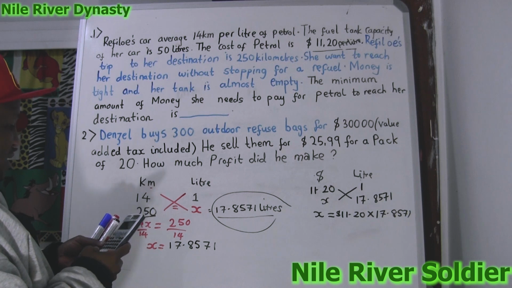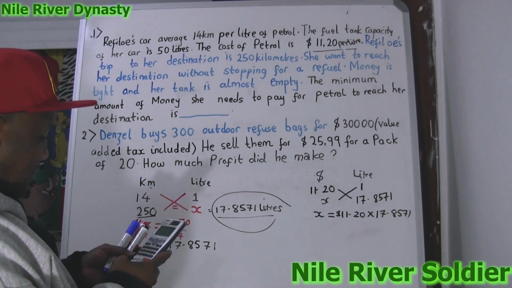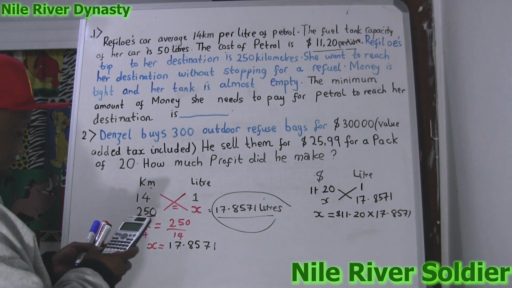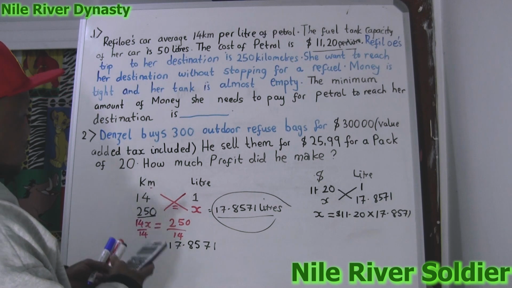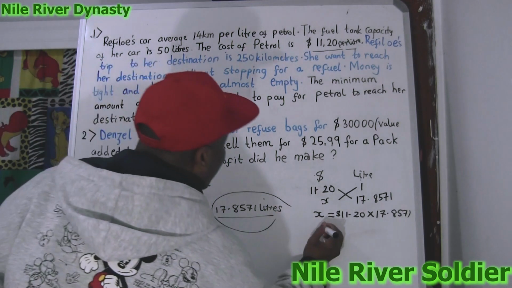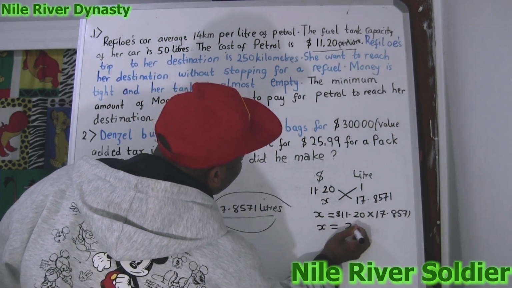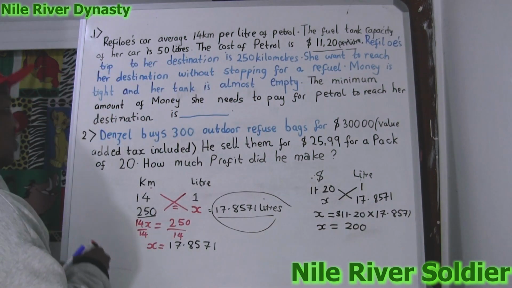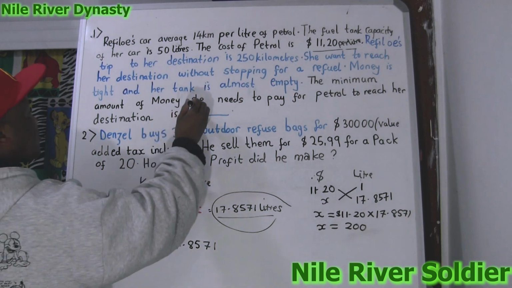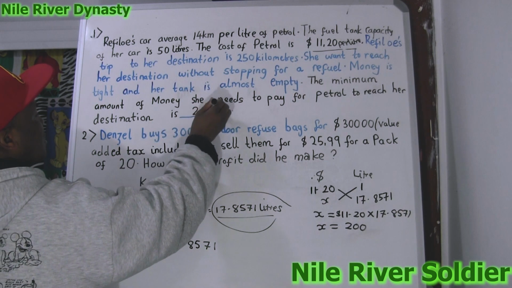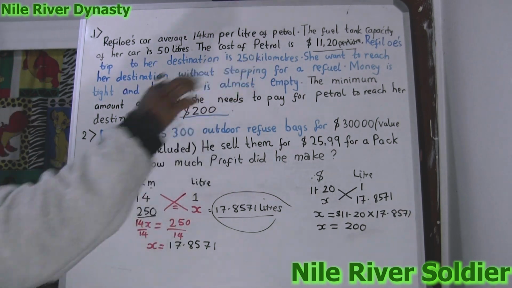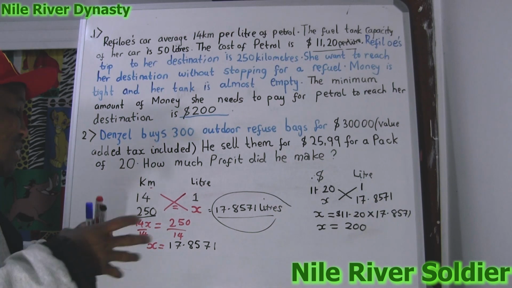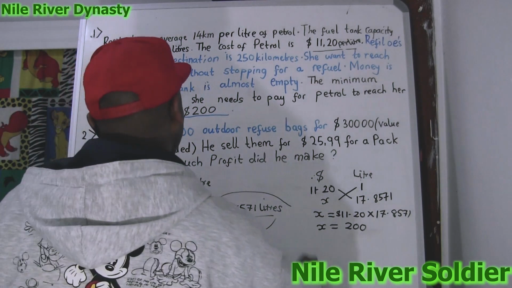Okay, multiply by 11.20. So this is going to give us 200. So 200 is the dollar amount. So this guy is going to pay 200. The minimum amount that this guy is going to pay is $200, or whichever money you use. So the first question is done. Now we go to question number 2. Easy question. Number 2 is actually easier.